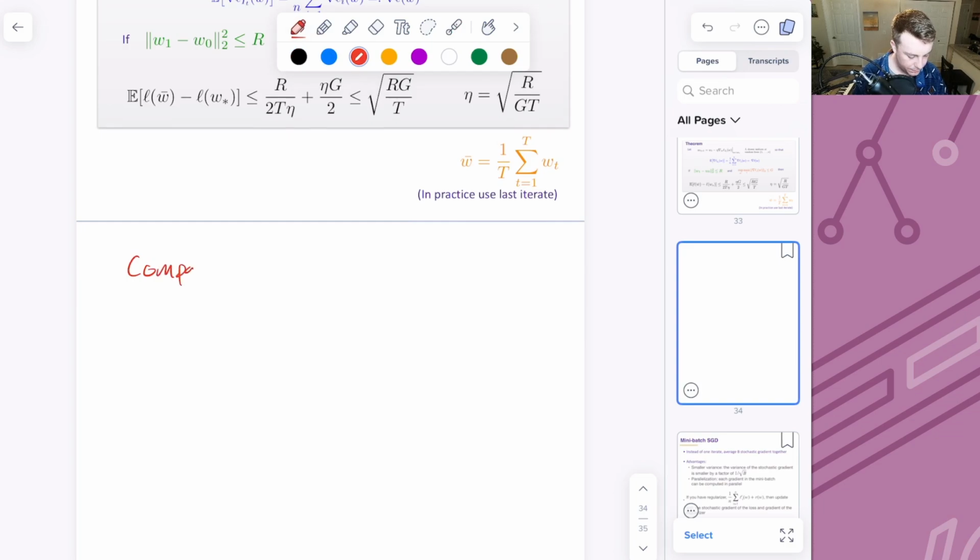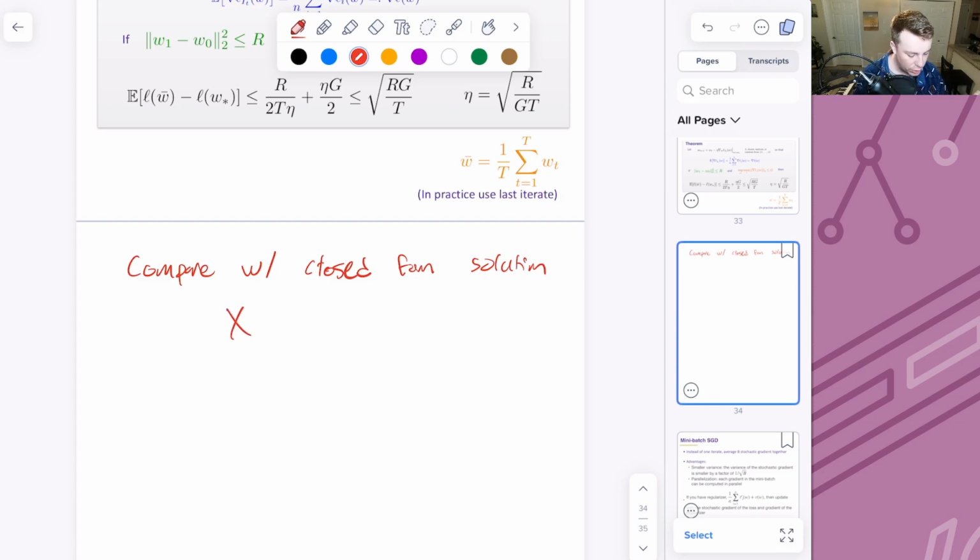Compare with closed form solution. And let's just do least squares for simplicity. I just want to talk about least squares, but this applies to ridge as well.